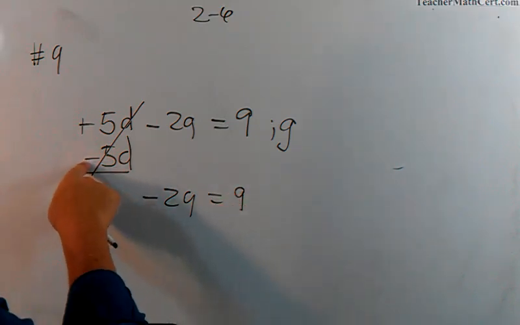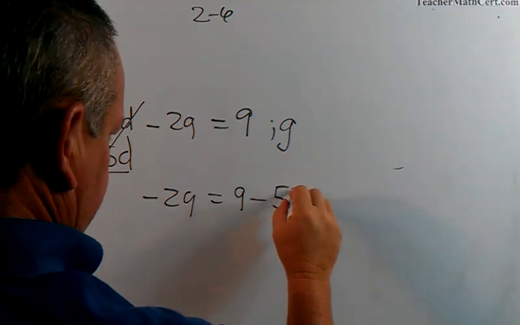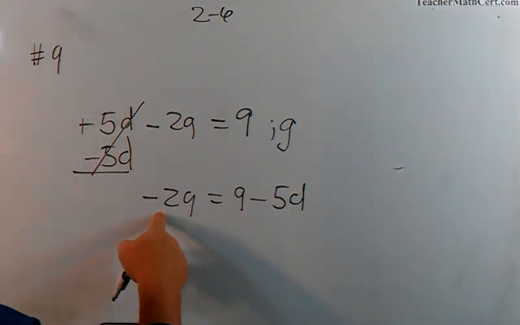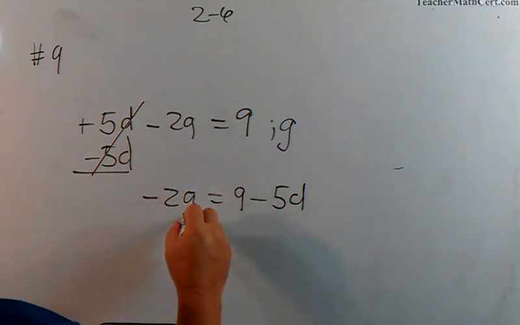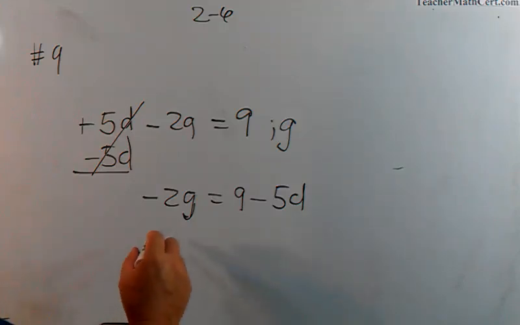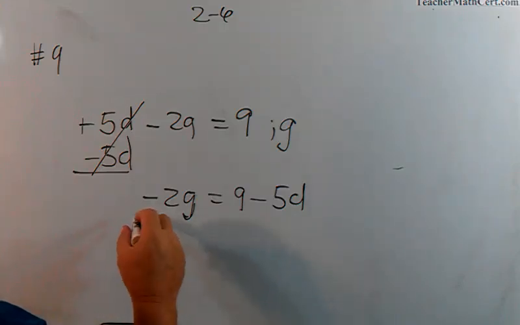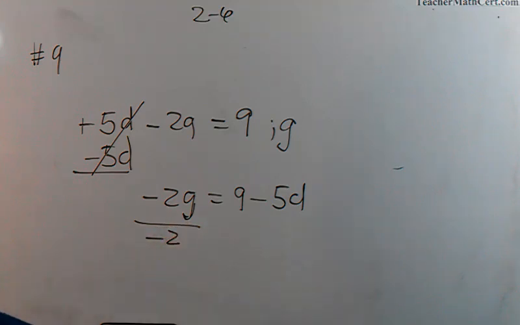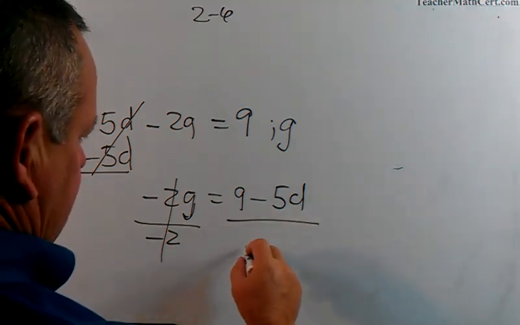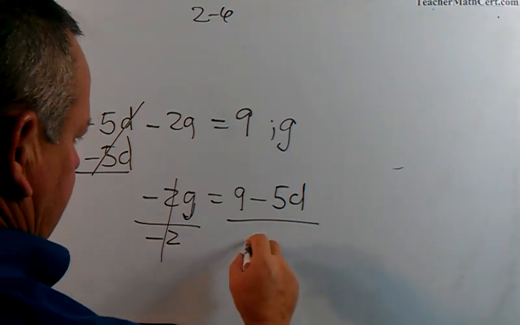But what do we do here? We subtracted 5D, so we've got to do that to the right-hand side. Now we need to make this G, excuse me, we need to make that coefficient in front of that 1. How do we do that? Divide by negative 2. That goes to 1. And what do we do to this side? We divide it by negative 2.